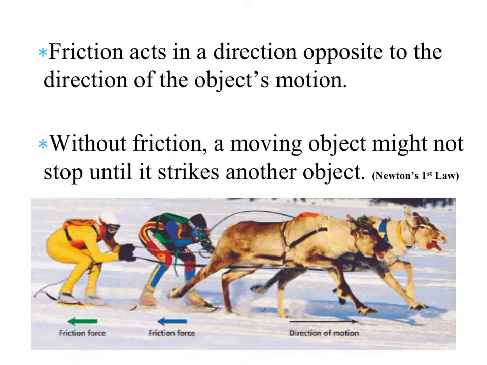If we take a look at this picture again of the two skiers, we know that friction acts in the opposite direction of motion. So if we are moving forward, our friction is always moving backwards. If we are moving up, any type of friction is moving down. If we're moving to the left, any type of friction is moving to the right. It always opposes the motion. And remember, without friction, a moving object might never be able to stop. It would just keep going forever until it ran into something, which could be quite dangerous for when we're traveling.